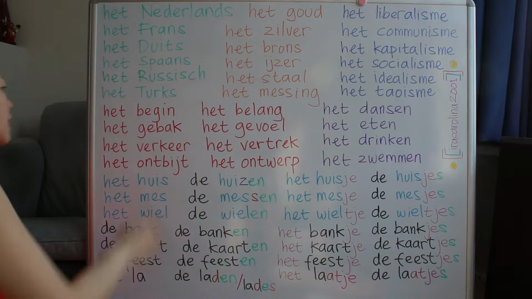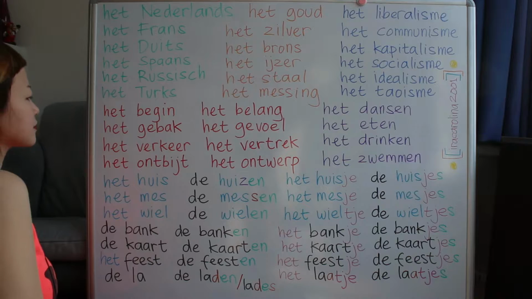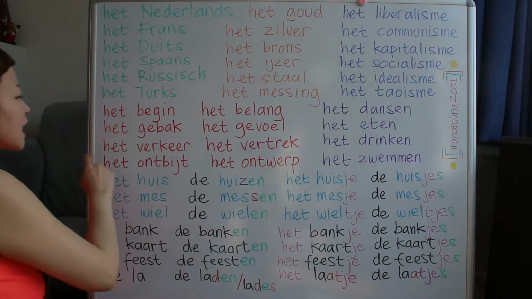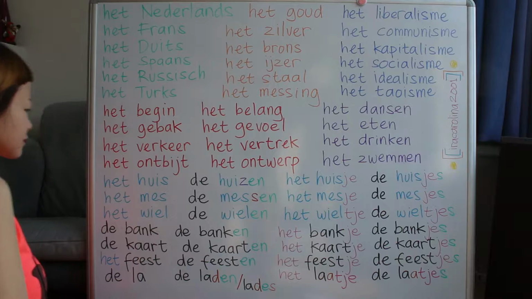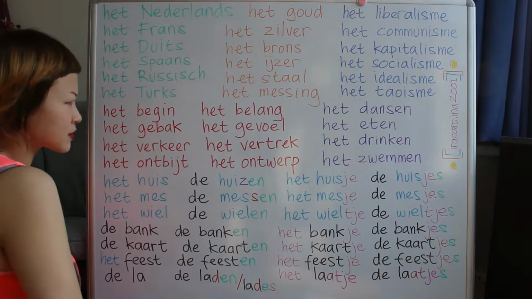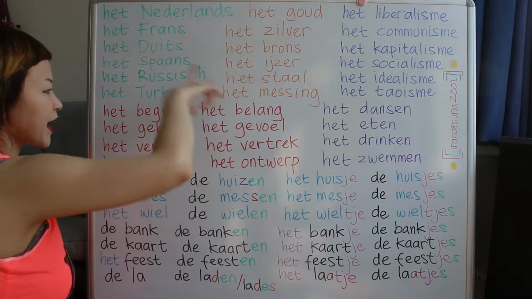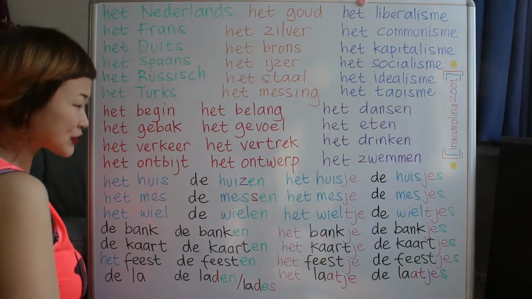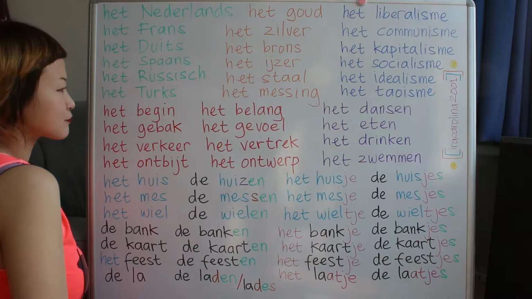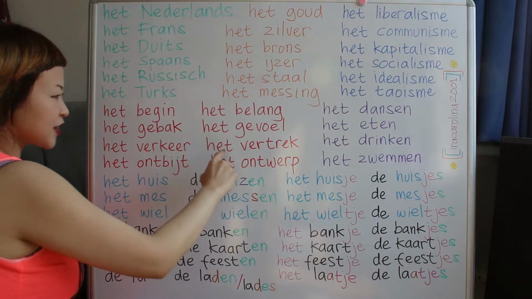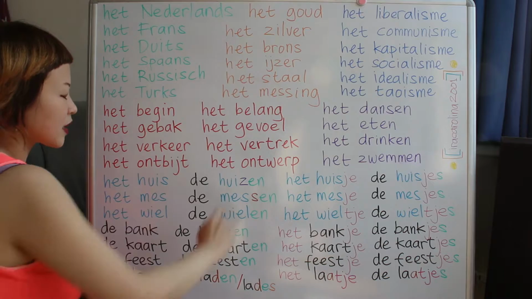Het begin, the start. Het gebak, the cake. Het verkeer, the traffic. Het ontbijt, the breakfast. This one also has two syllables and the first syllable is be, ge, ver, or ont, with het. Het belang, the importance. Het gevoel, the feeling. Het vertrek, the departure. Het ontwerp, the design.